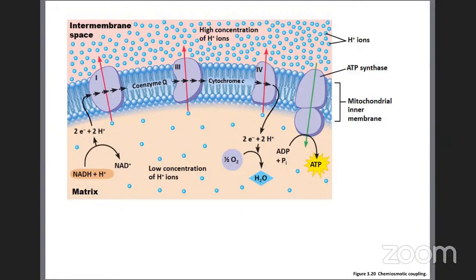So after this, that gradient would get released. Basically, we start to see an equilibrium state, so equally balanced hydrogen ions on either side of that membrane. And then it would begin to build up again as we want to produce more energy.